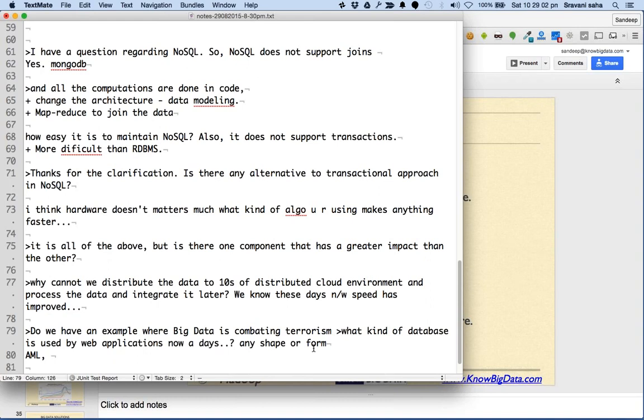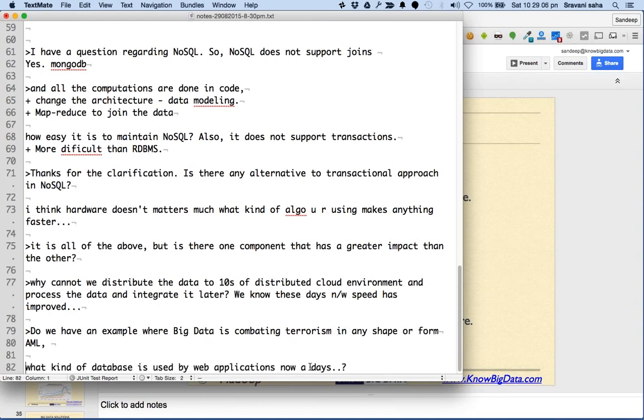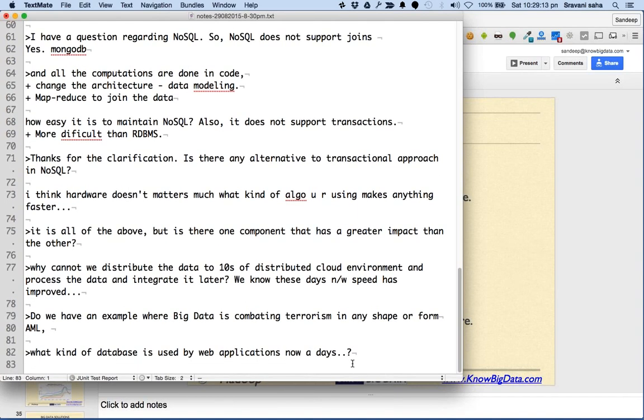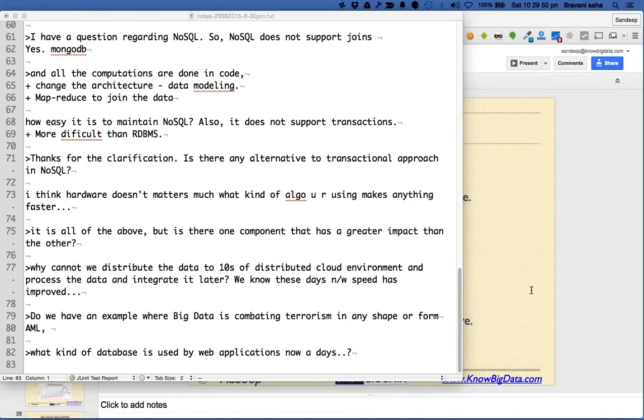Next question from Mayank is, what kind of database is being used by web applications nowadays? It all depends. If you see that in the future you might be handling terabytes of data, or you might have hundreds of requests per second, then you go for a big data solution. Otherwise, MySQL and relational databases are good enough to handle a decent amount of load.